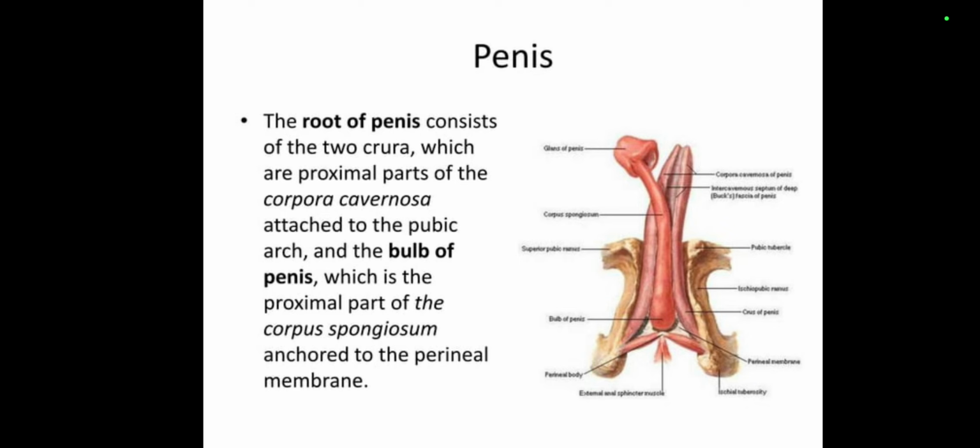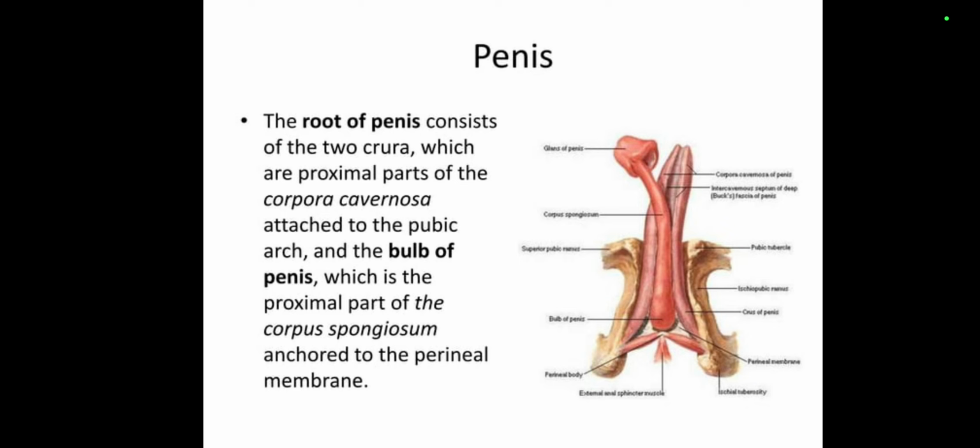Okay? While the corpus spongiosum is a column of spongy tissue that runs through the shaft or the body of the penis and the glans or the head of the penis. It usually surrounds your urethra. When we say urethra, it is a tube through which urine and sperm pass from the body.